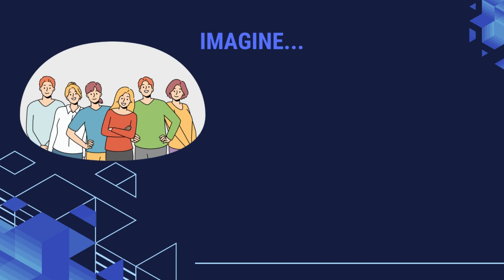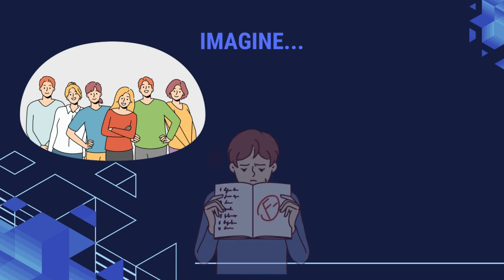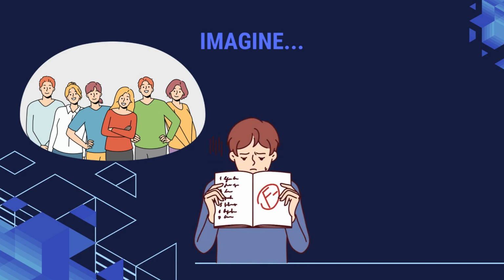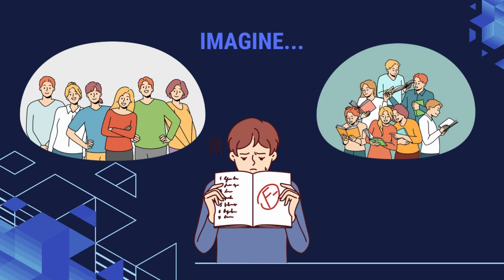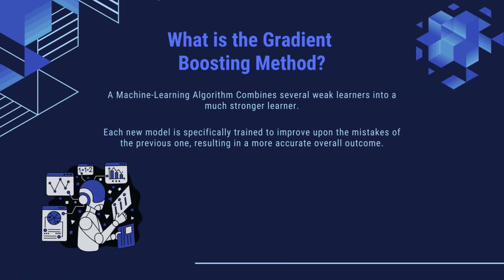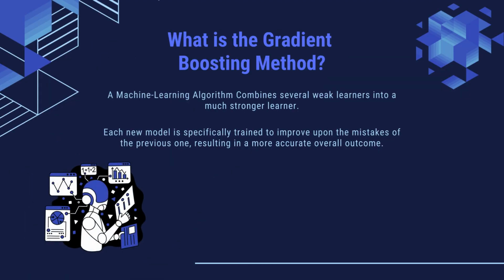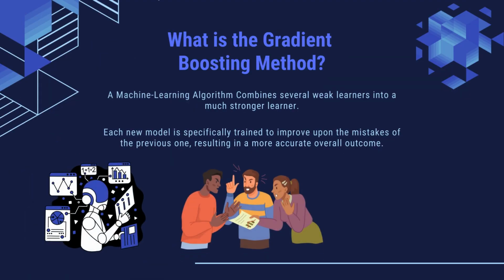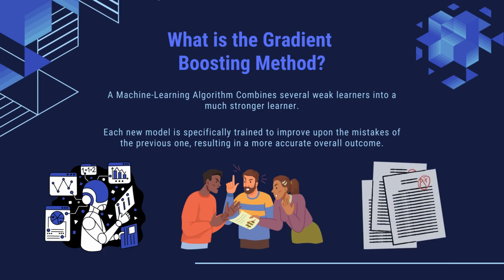Imagine you have a group of students who aren't the best at a particular subject. Individually, they might only answer a few questions correctly. But what if you could train them to work together? Well, that's the core idea behind gradient boosting. It's a machine learning algorithm that combines several weak learners, like those students, into a much stronger learner.